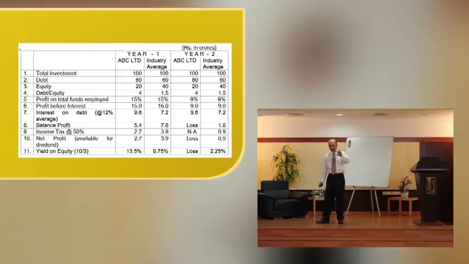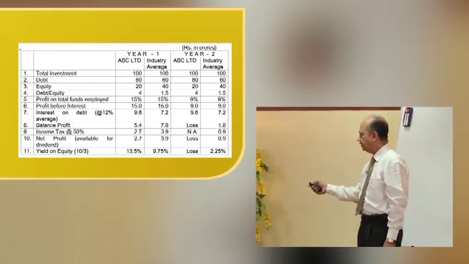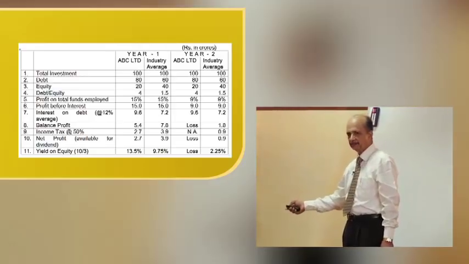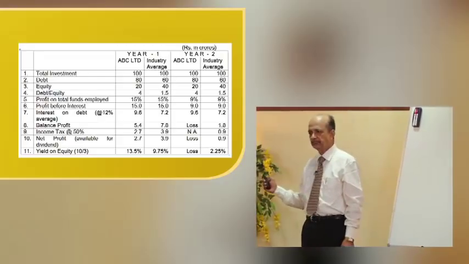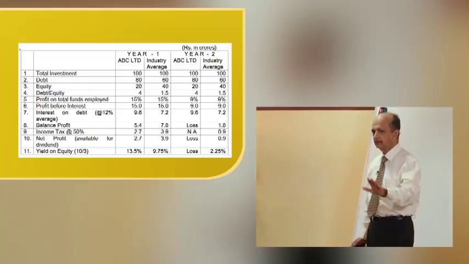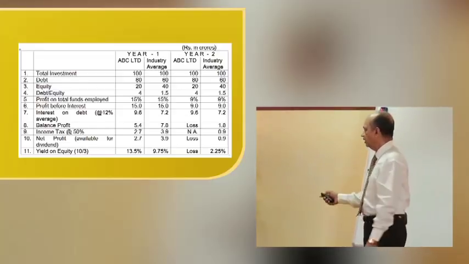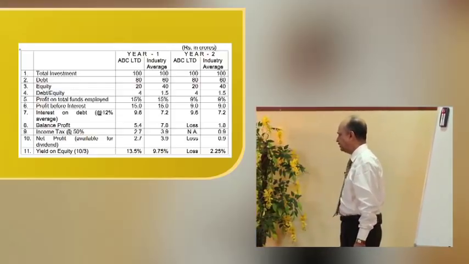Just to make you understand this position, I will explain this. I will just show this illustration. Kindly have a look at this one. Here is ABC Limited, that is the name of the company, and the industry average. Two years' position is given. This unit is engaged in the shipping activity. So for ABC Limited, year 1 and year 2, both years' position is given.